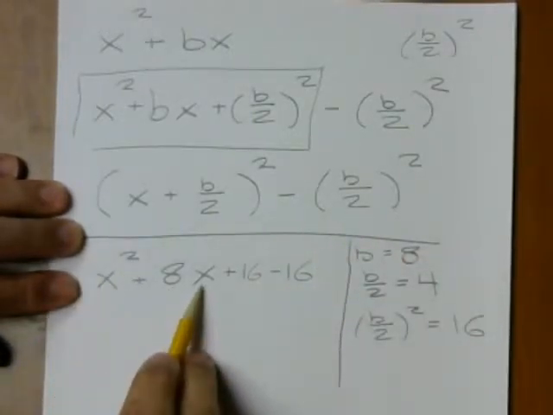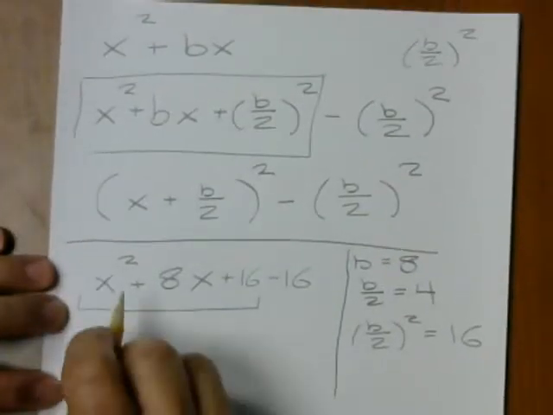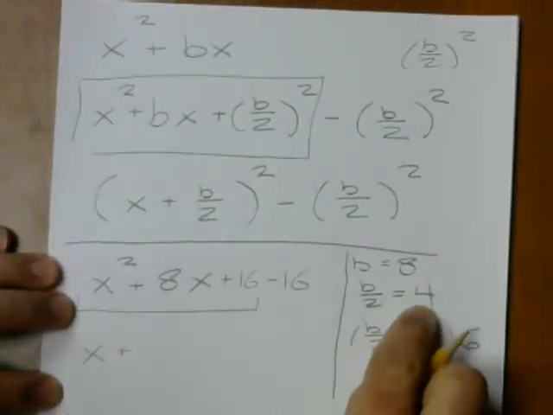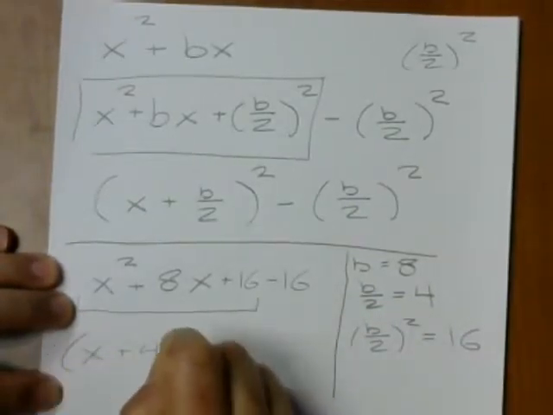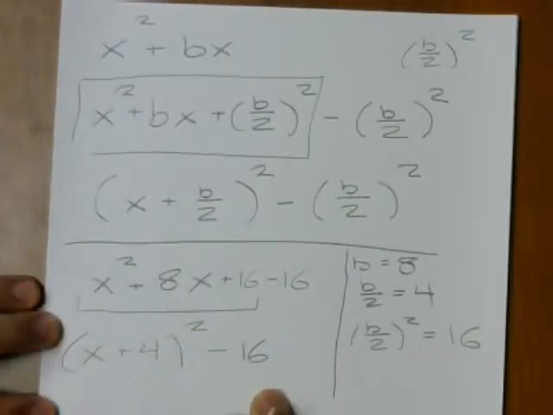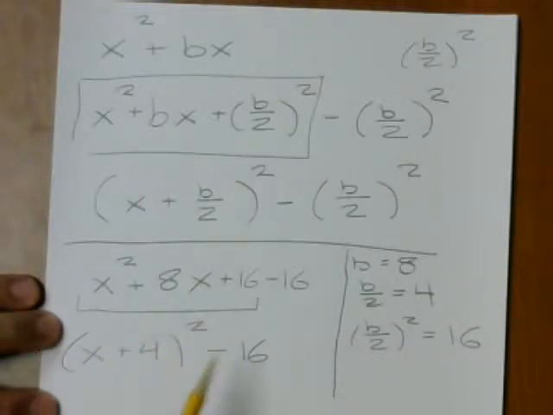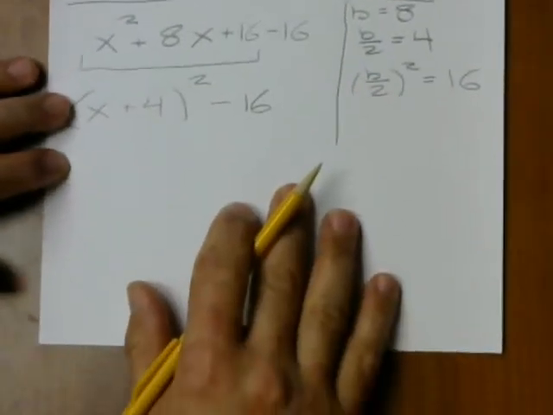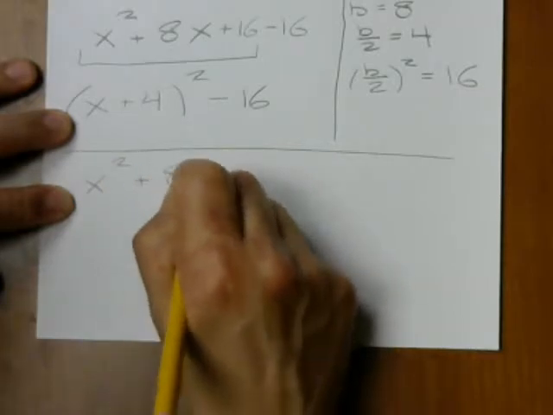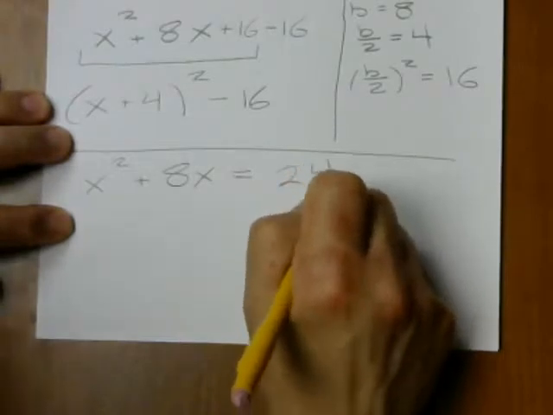x squared plus 8x plus 16 minus 16. That allows me to rewrite this as x plus b over 2 squared. So my b over 2 is 4. And I have this. So I've now rewritten x squared plus 8x as a square minus a constant. Why do I want to do this? Well, suppose I have x squared plus 8x happens to be equal to 24.